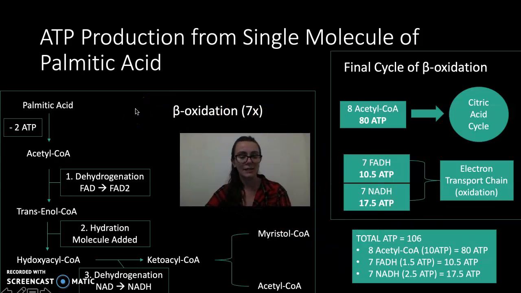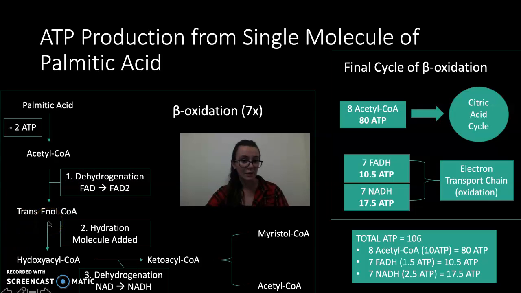So we're going to start with our palmitic acid, and from that we are going to lose 2 ATP as it converts into acetyl-CoA. As we go from acetyl-CoA to transenoyl-CoA, that is the first phase of beta oxidation, which is going to take place 7 times. You're going to have that dehydrogenation from FAD to FADH2. That's going to be the first step in beta oxidation.